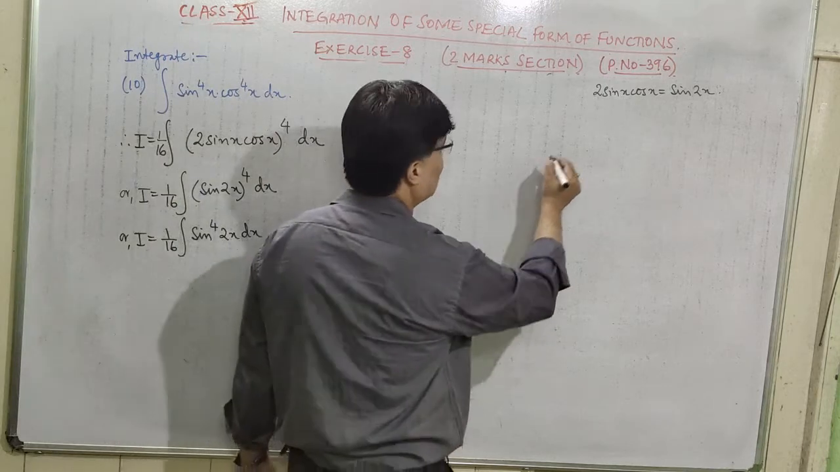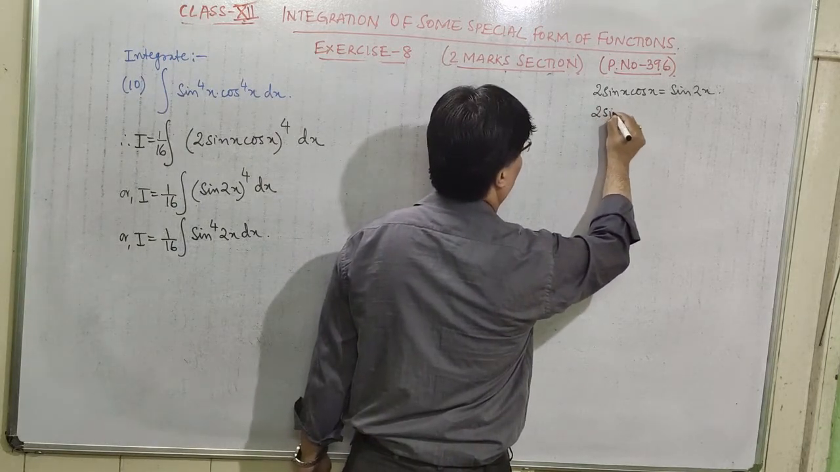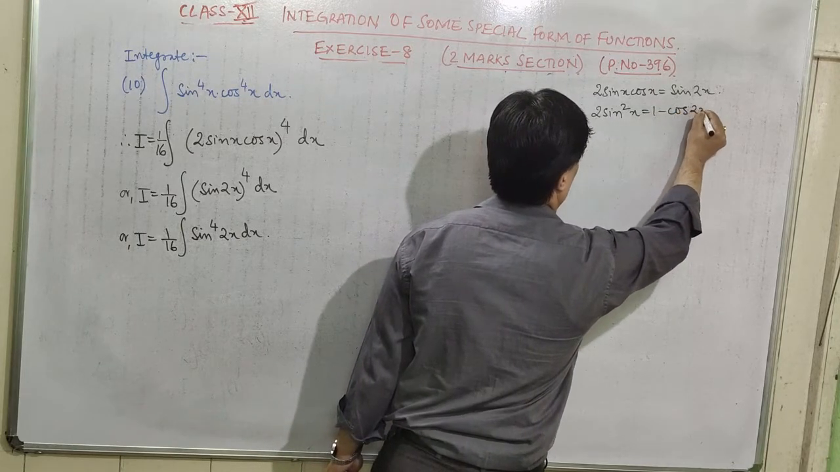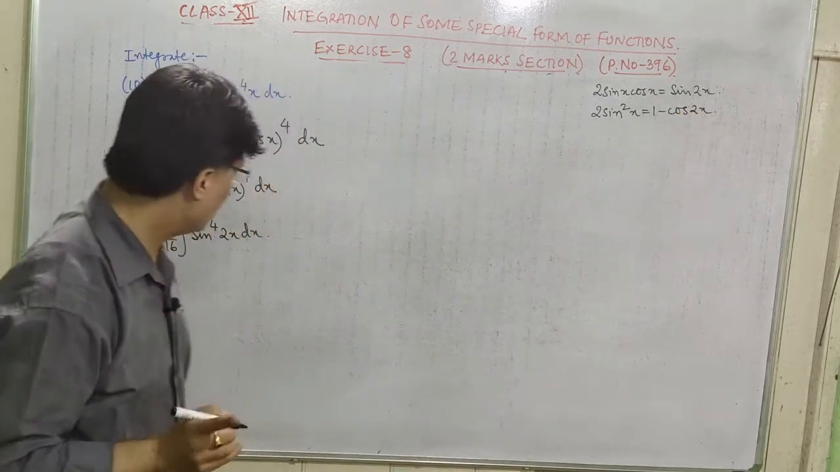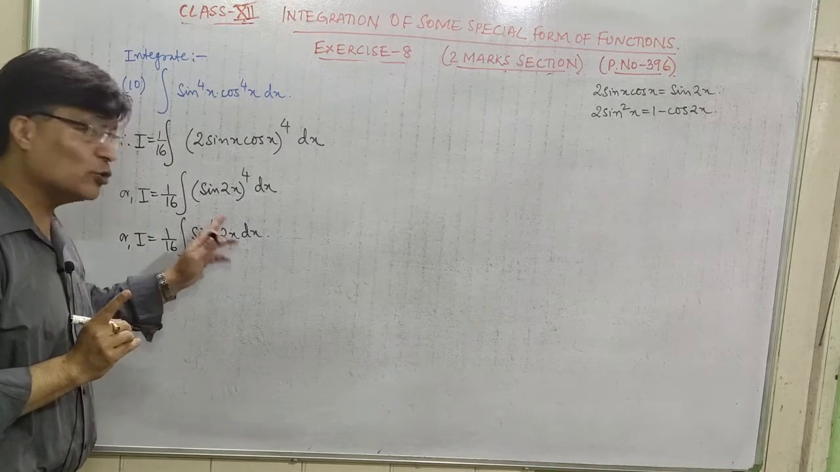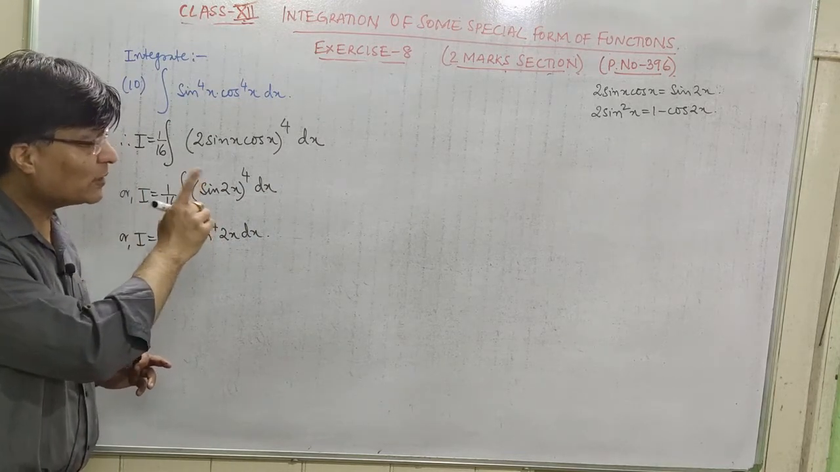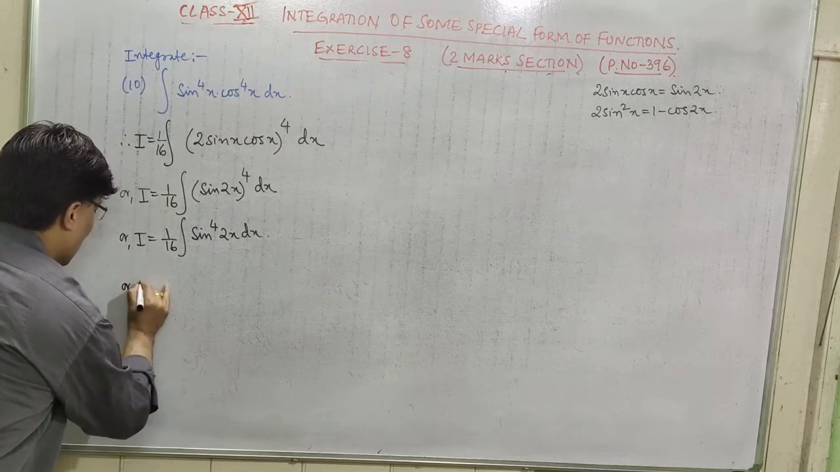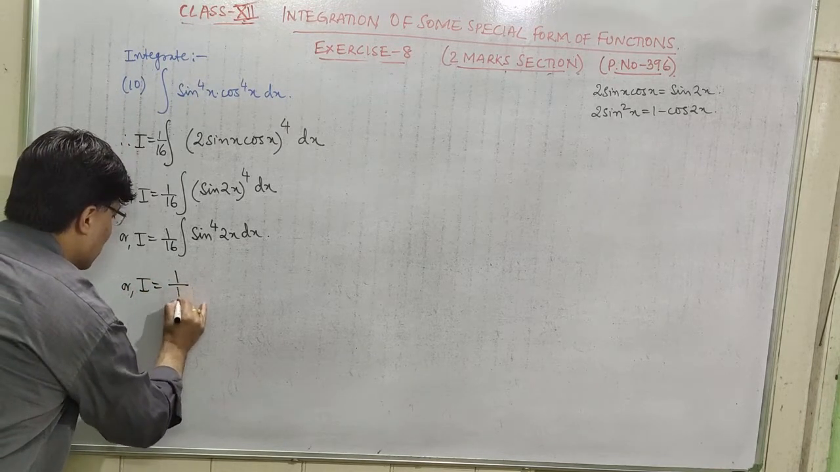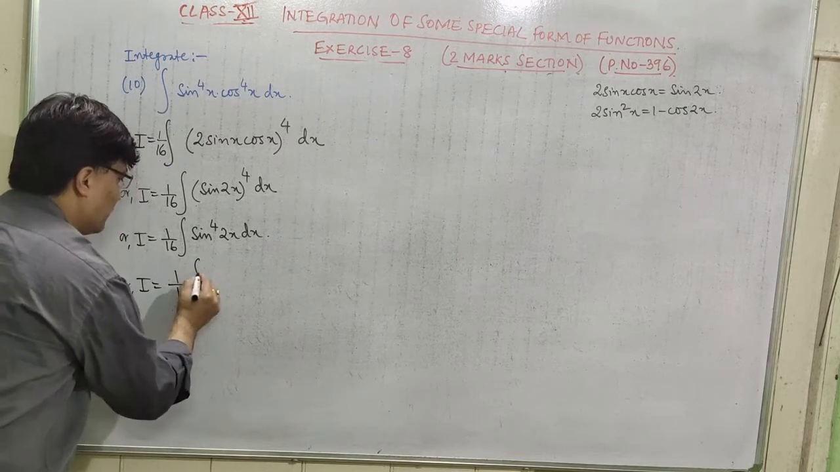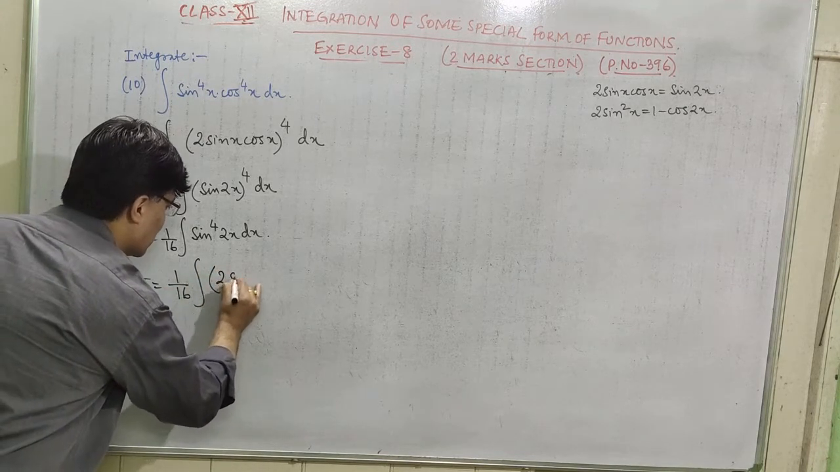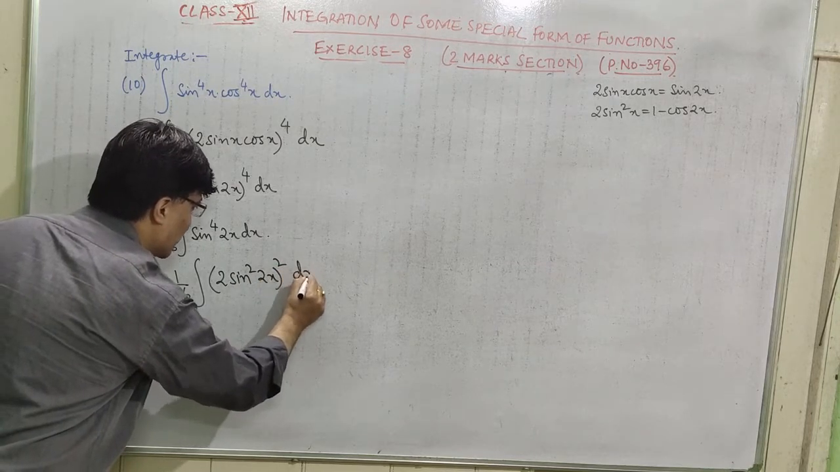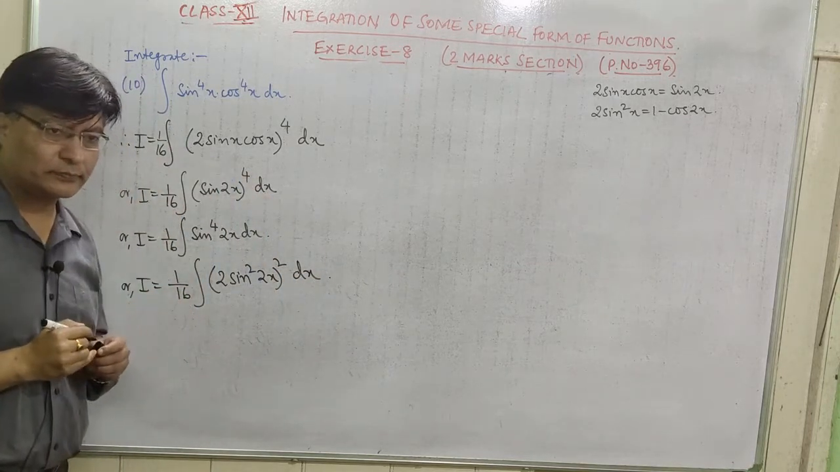That is, now in this case we should use this formula 2 sin square x, which is equal to 1 minus cos 2x. Okay, now since there is sin to the power 4 2x, you should write it in the form of 2 sin square x form, right? So I is equal to 1 by 16 integration of, let us write here 2 sin square 2x whole square, then you should write dx here.